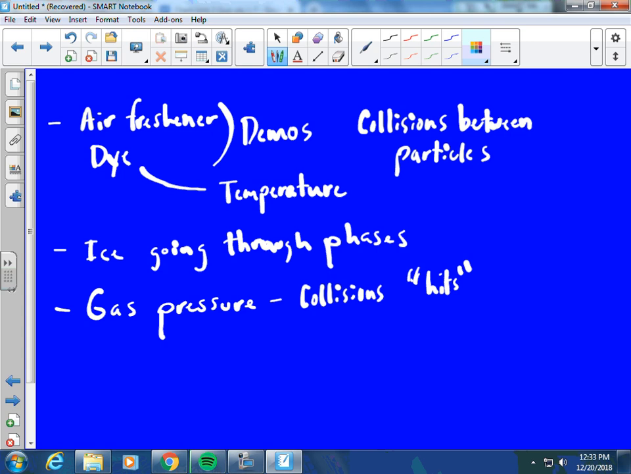We talked about volume, the amount of space something takes up. We talked about external pressure, so not only the hits inside the container, but how the hits outside the container affect the gas pressure inside. We talked about non-flexible and flexible containers.